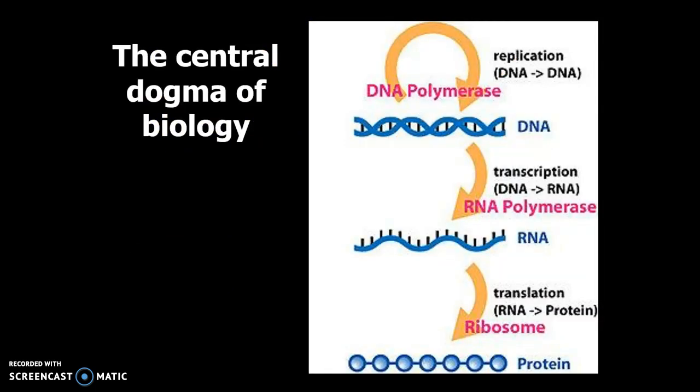So proteins are the result of the central dogma of biology. The so-called central dogma of biology is that there's information in the DNA, and that information gets transcribed into a messenger RNA, and then that messenger RNA gets translated by a ribosome into the primary structure of the protein. So that's the central dogma of biology.